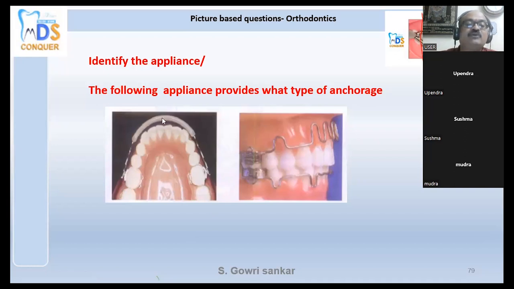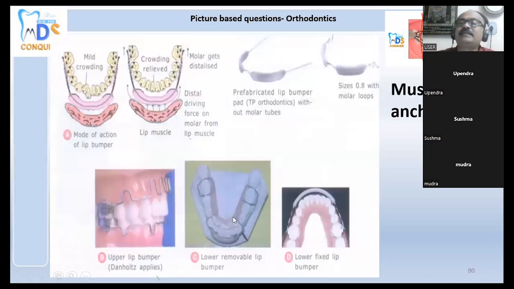We are discussing the lip pads. This is where the lip pads work. Next, same mechanism as the vestibular screen and the functional matrix theory. They try to shield off the lip muscles. They allow the dentition to grow or the mandible to grow forward. At the same time, in the case of lip pads, it is restricted here. But in lip bumpers, the force is deviated distally to the molar area and the molar gets distalized.